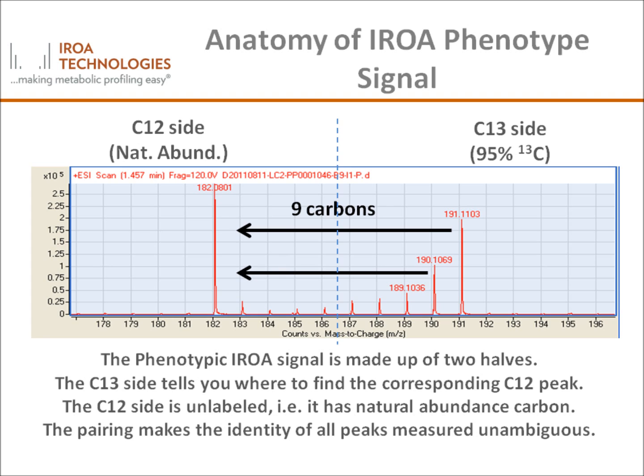With the phenotypic IROA protocol, the experimental sample is unlabeled and contains only natural abundance carbon. Here, the ClusterFinder software identifies the C13 label peaks and then calculates where to find the corresponding C12 peaks. The pairing makes the identity of all the peaks measured unambiguous.